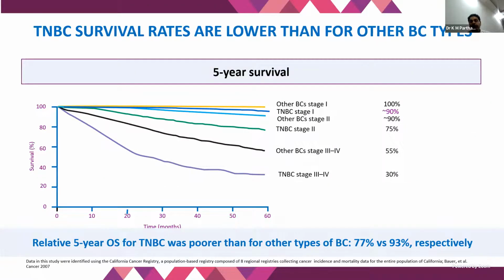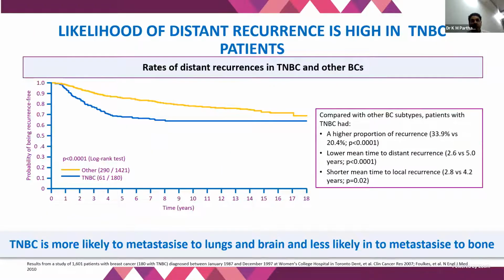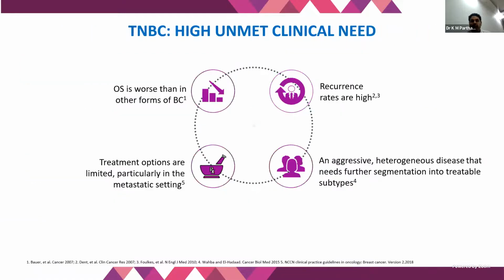This is what I was talking about. The 5-year survival of TNBC stage 3 and 4 put together is only 30%. And as a group, TNBC compares very poorly with the other subtypes. The 5-year OS for TNBC is 77% vis-a-vis 93% for the rest of the group.